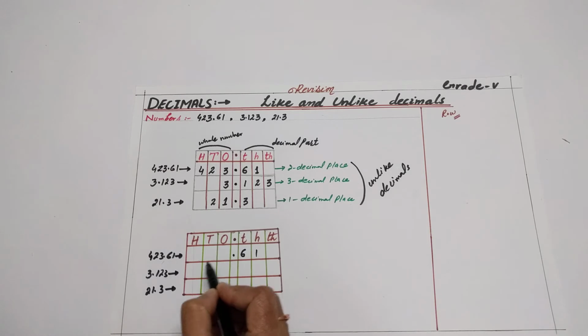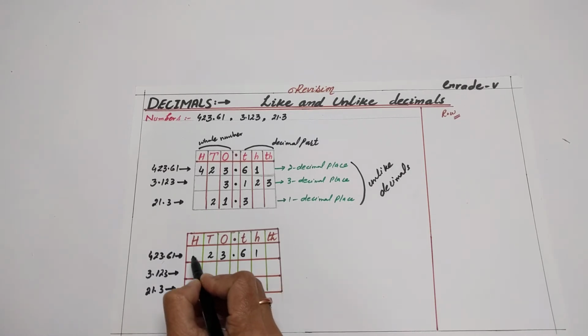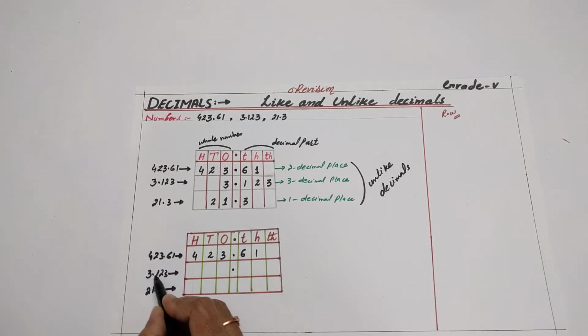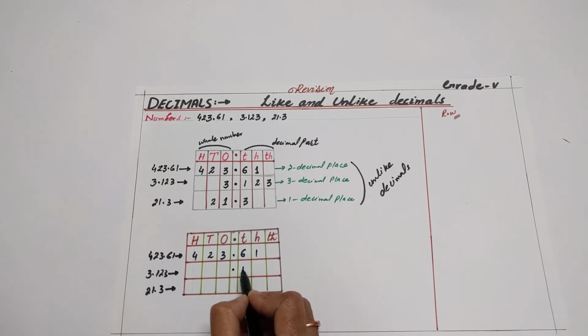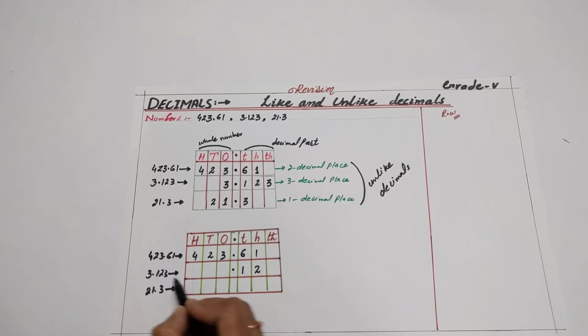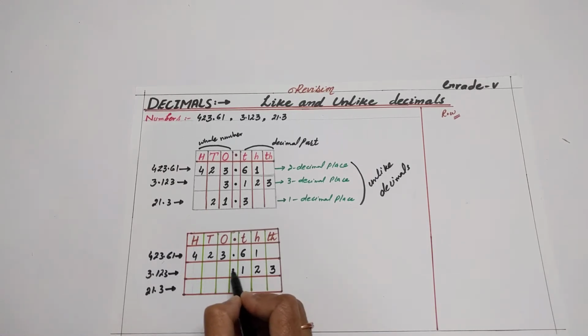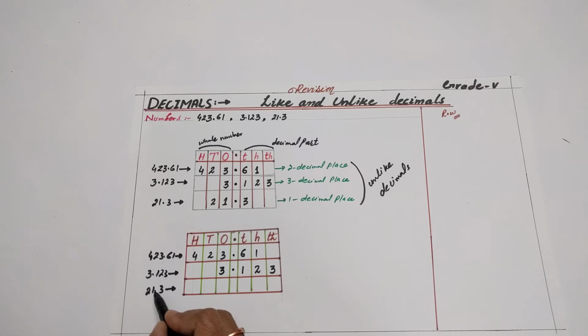6, 1 and then 3, 2, 4. Firstly we will put the decimal, then first digit from the right side, second digit from the right side, third digit from the right side. Then come to the left side of the decimal point, that is only 3. Third number: right side first digit is 3 and the left side first digit is 1 and the second digit is 2. Now I have to convert these unlike decimals into like decimals.